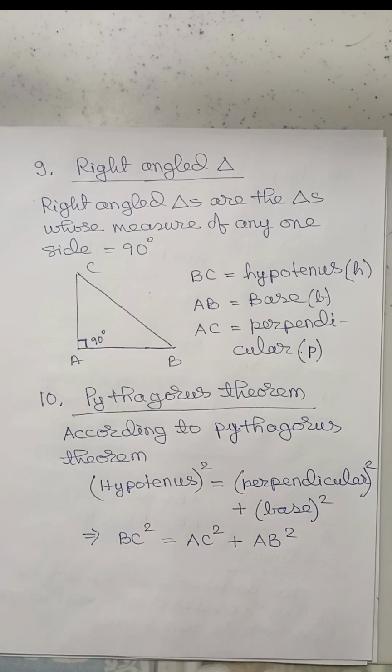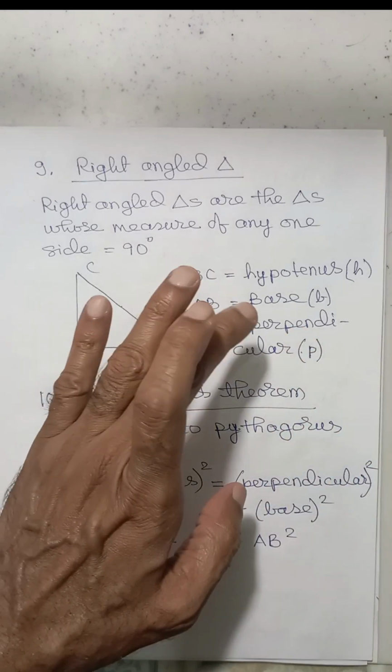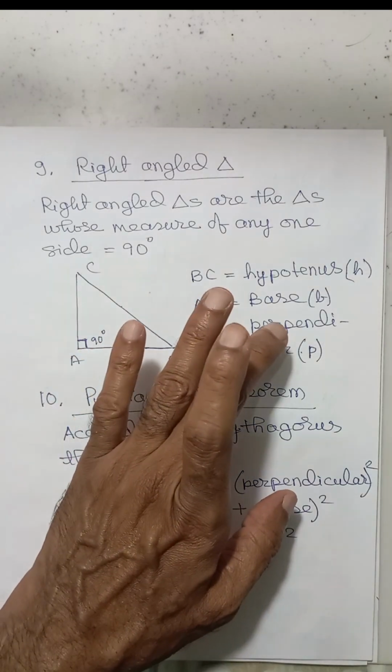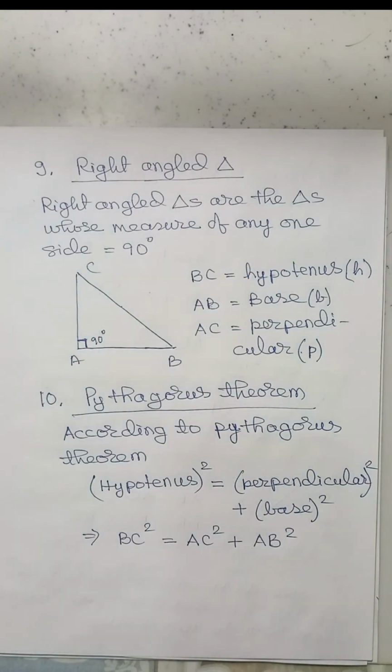So many of the questions in your exam, perhaps in the midterm exam, you will get from the Pythagoras theorem. Sometimes you will have to obtain the hypotenuse, and base and perpendicular will be given. Sometimes you have to obtain the base, and hypotenuse and perpendicular will be given. Sometimes you have to find the perpendicular, and hypotenuse and base will be given. This is the end of the triangle and its properties.